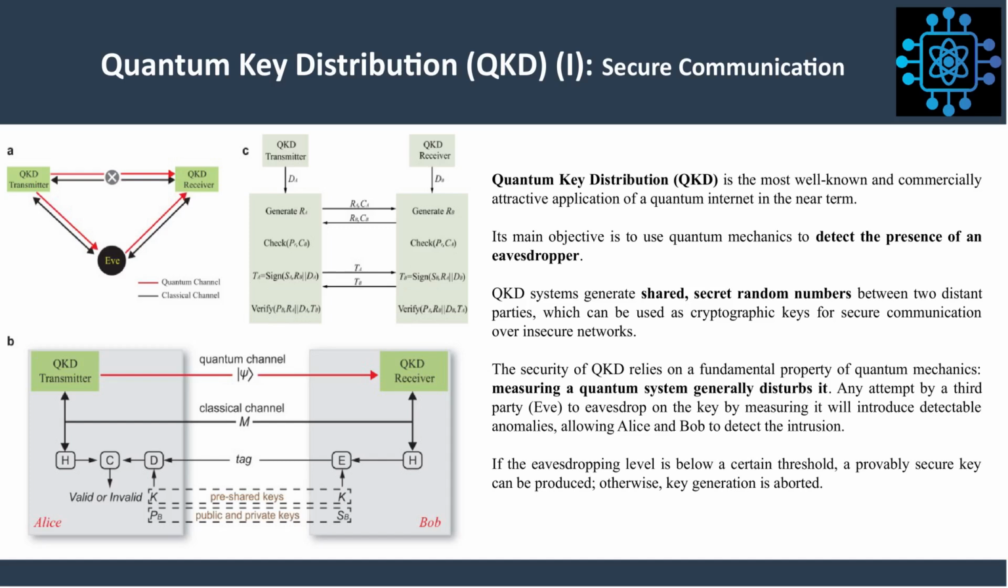Quantum key distribution, QKD, leverages quantum mechanics to ensure secure communication by detecting eavesdroppers. It generates shared, secret random numbers as cryptographic keys. The security hinges on the principle that measuring a quantum system disturbs it, revealing any eavesdropping attempts. If anomalies exceed a threshold, key generation is aborted, ensuring security.